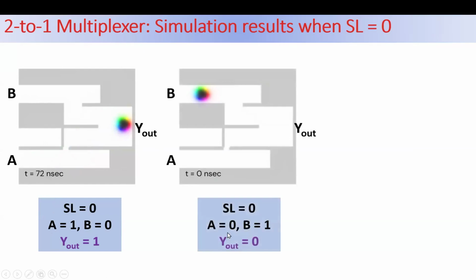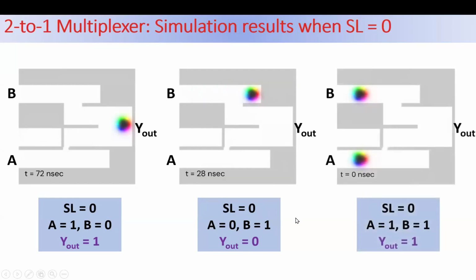Next is the case when the select line is 0 and the inputs are 0 and 1. We anticipate that it should again follow the input A, and since input A is 0, the output should also be 0. This is the trajectory of the input skyrmions. It just enters and gets trapped, and we get 0 at the output.